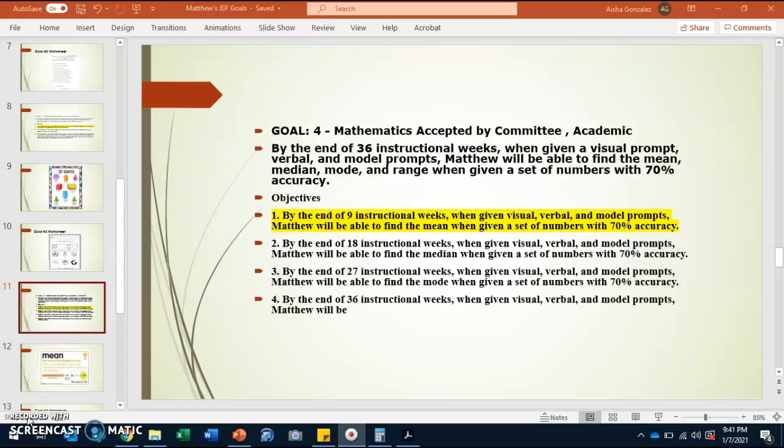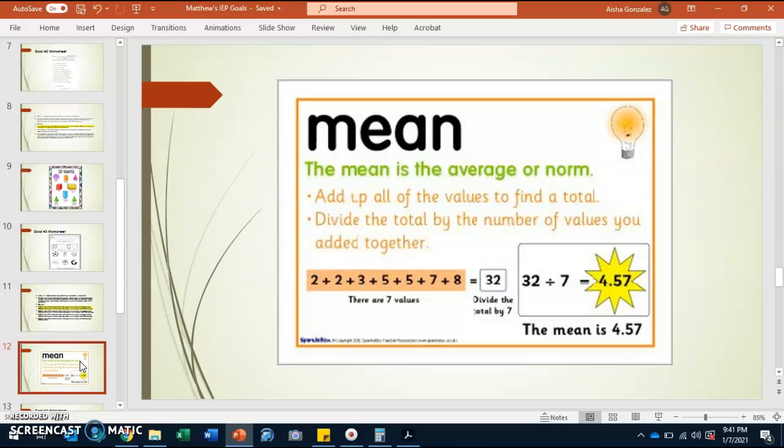So for goal number 4, Matthew, we are going to be finding the mean when given a set of numbers. And you might ask yourself, what is a mean? Mean is the average or the norm. When we are looking for mean, we are going to add up all the values and find a total. They will always give us a set of numbers. So the first thing we're going to do is add all the numbers and find a total. Once we have found the total, we divide the total by the number of values you added together.